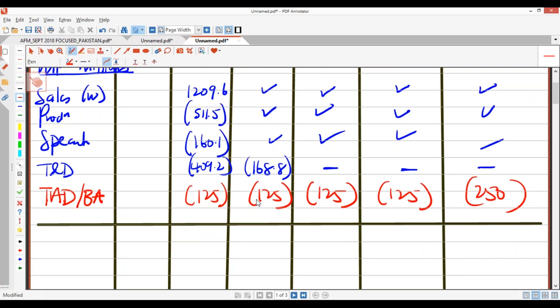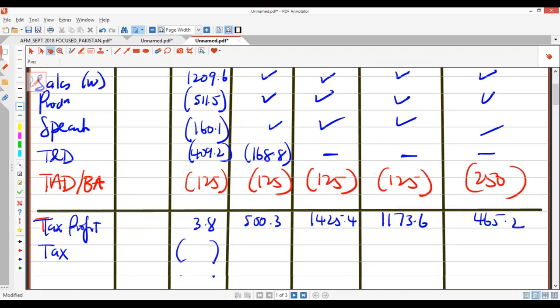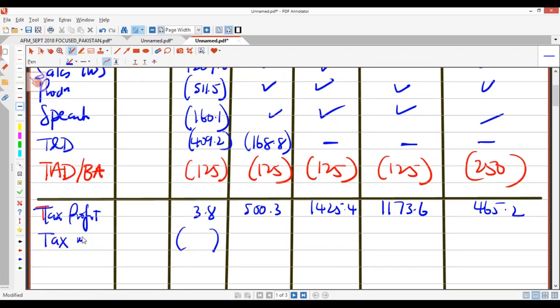Okay, so we're going to get the taxable profits or losses. You're going to get here 3.8, 500.3, 1425.4. I'm just giving you the full answers here. 73.6, 4065.2. Now you got to calculate your tax. Same year means you pay tax in the same year, which is going to be 25%, isn't it? 25%. You're going to get here 1.0, 125.1, and you're going to get some tax over here. I leave that to you.